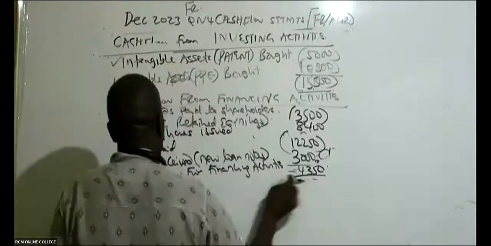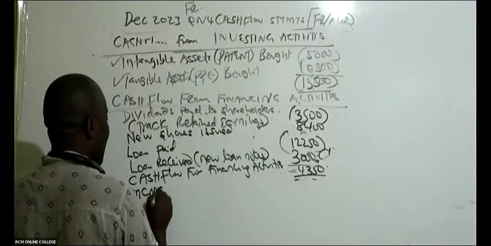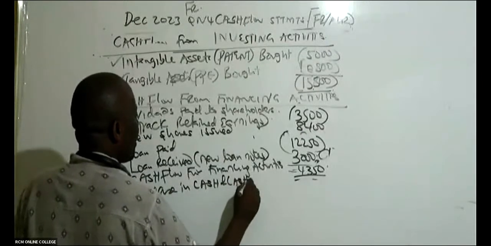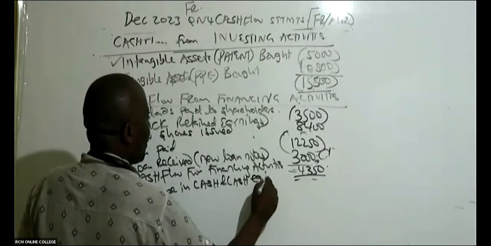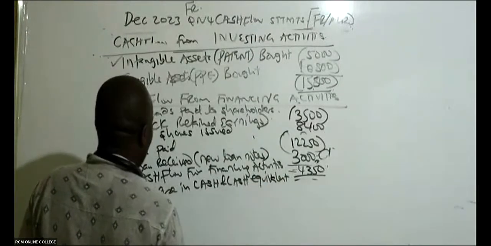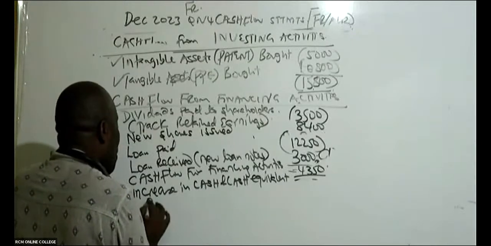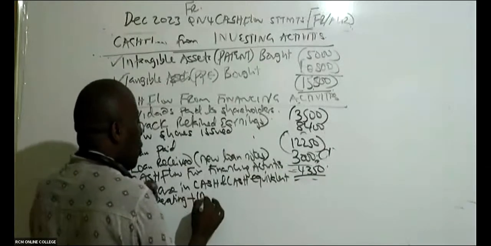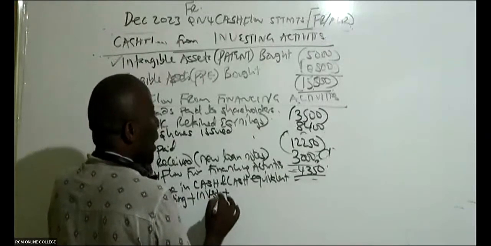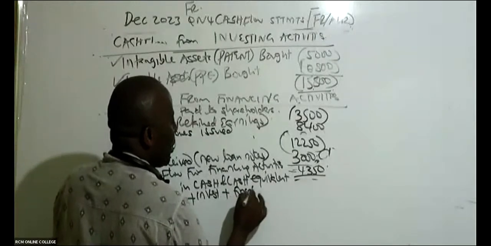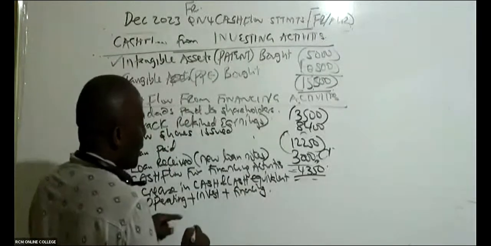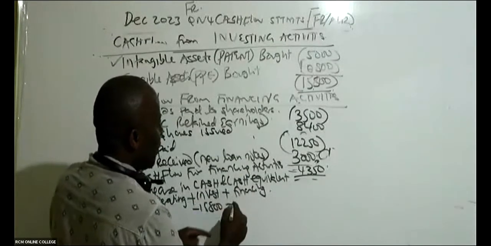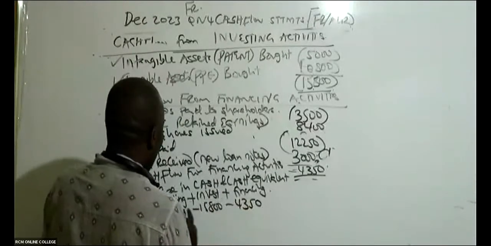So come here and they give us increase in cash and the cash equivalents. So here you take operating, plus cash flow from investing, plus cash flow from financing. You add the three. I can see investing is minus 15,800. I can see financing is minus 4,350, but for sure I've forgotten operating.